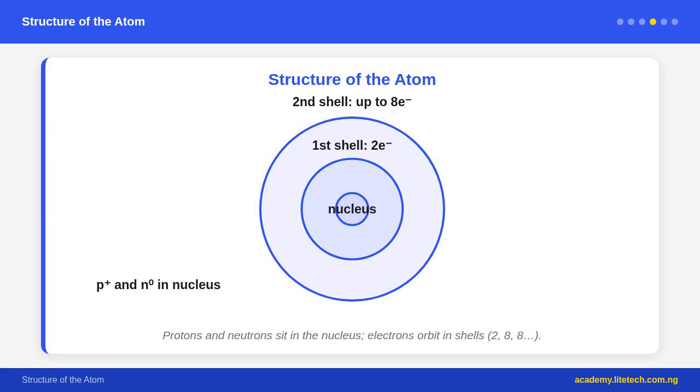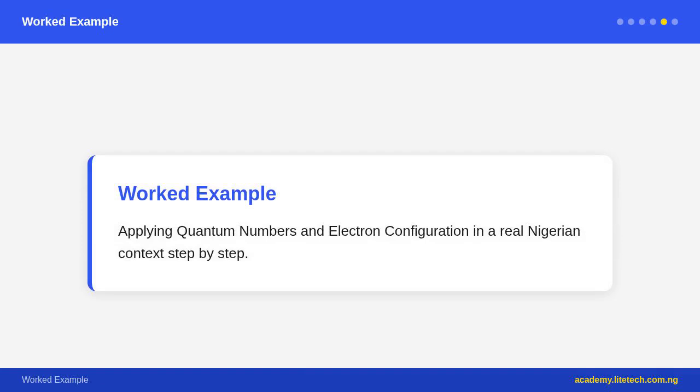Using the Aufbau order, write the electron configuration of these elements. Sodium, Na, Z equals 11: 1s2, 2s2, 2p6, 3s1. Abbreviated: [Ne] 3s1, using the noble gas notation, where [Ne] represents 1s2, 2s2, 2p6. Chlorine, Cl, Z equals 17: 1s2, 2s2, 2p6, 3s2, 3p5, or [Ne] 3s2, 3p5. Calcium, Ca, Z equals 20: 1s2, 2s2, 2p6, 3s2, 3p6, 4s2, or [Ar] 4s2.